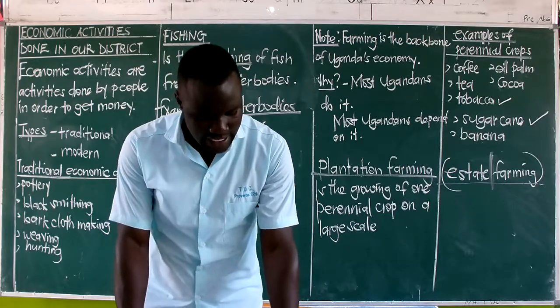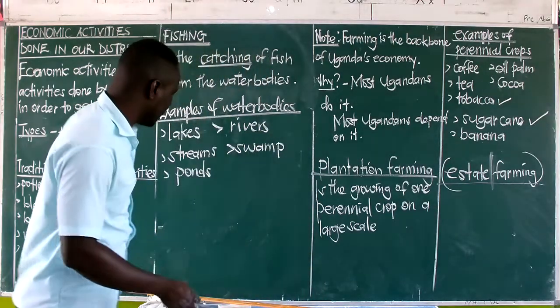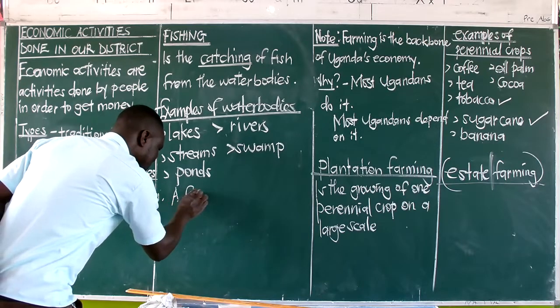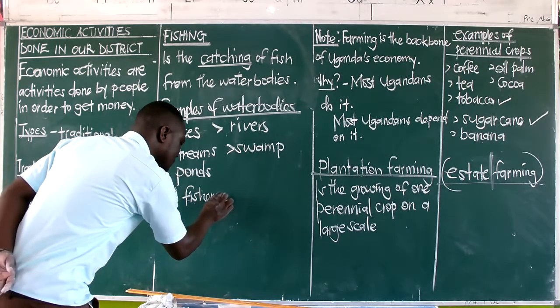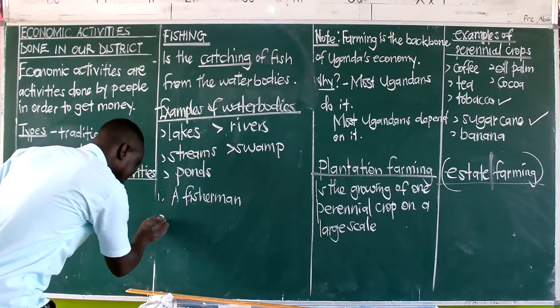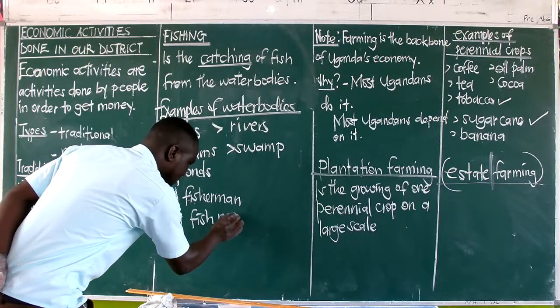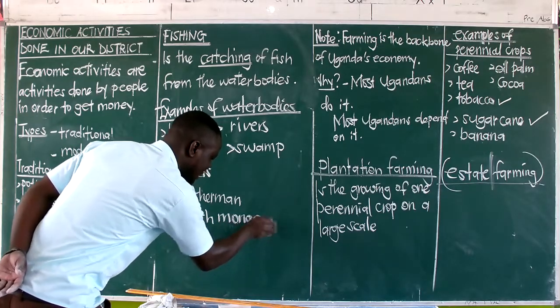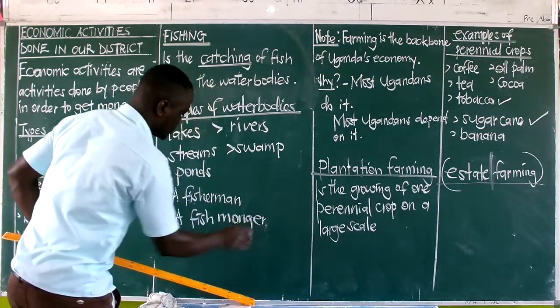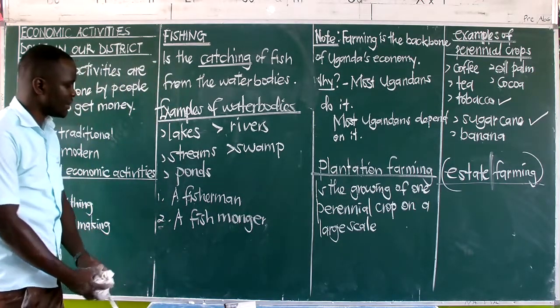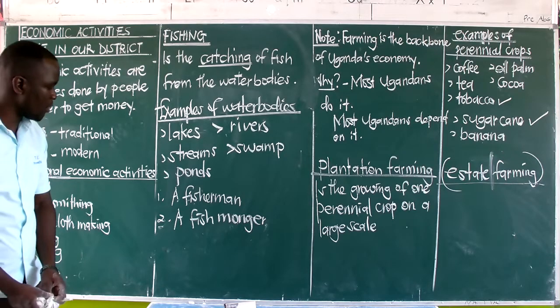We have also terms that we need to understand in fishing. We have what we call a fisherman. A fisherman. And then the second term is what we call a fishmonger. As a P.4 child, we are going to get the definition of the two. Now, who is a fisherman, and who is a fishmonger?